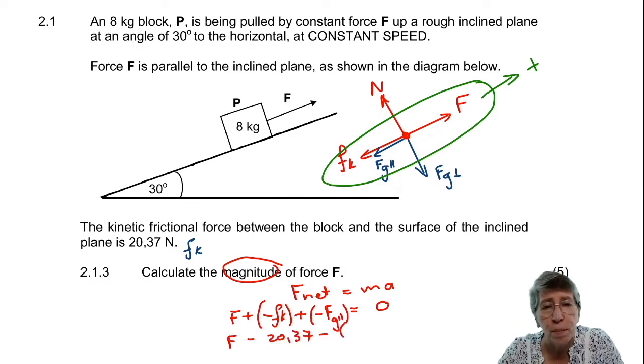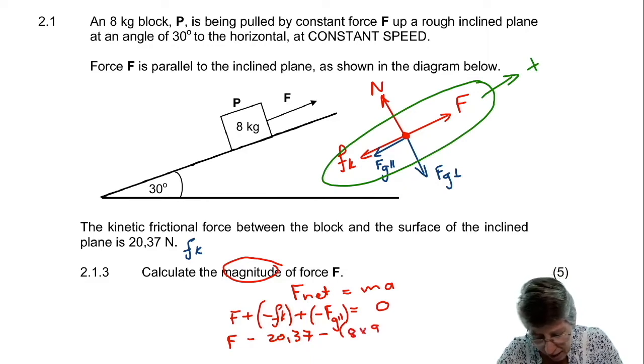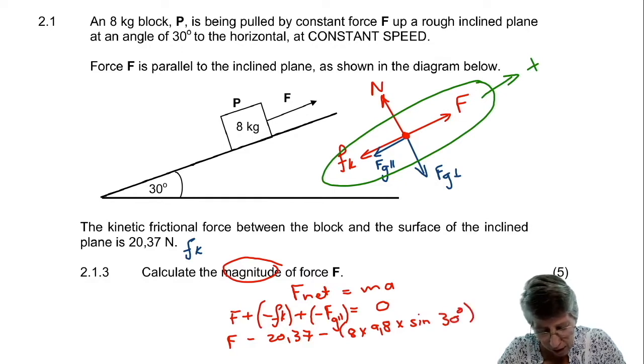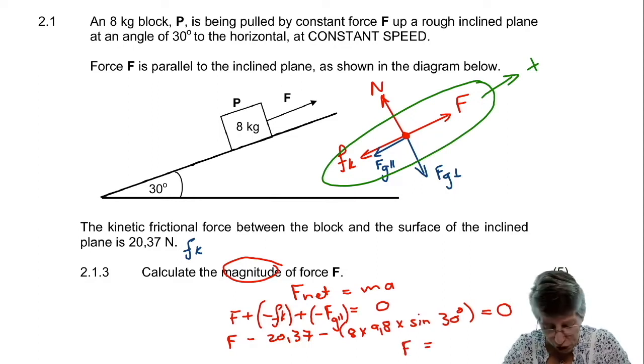Now for gravity parallel, that is going to be 8 times 9,8, the whole gravity, and then times sine of that bottom angle. And that bottom angle was 30. And that gave me 0. And then you had to solve for F. And then F was just 59,57 Newton.